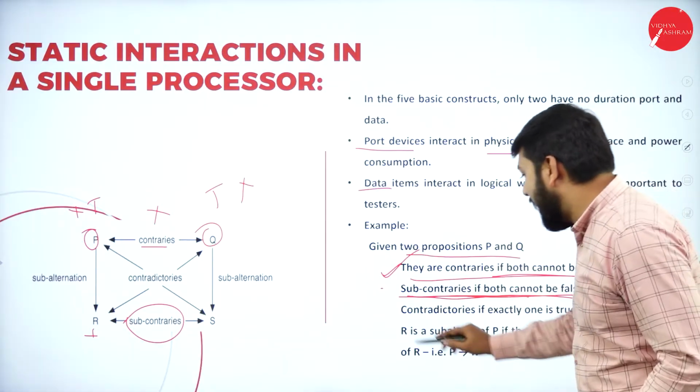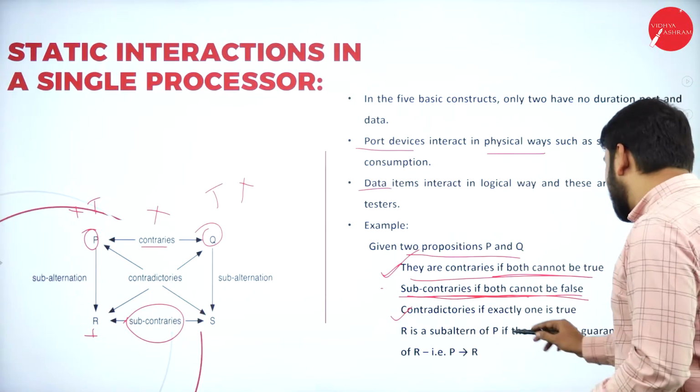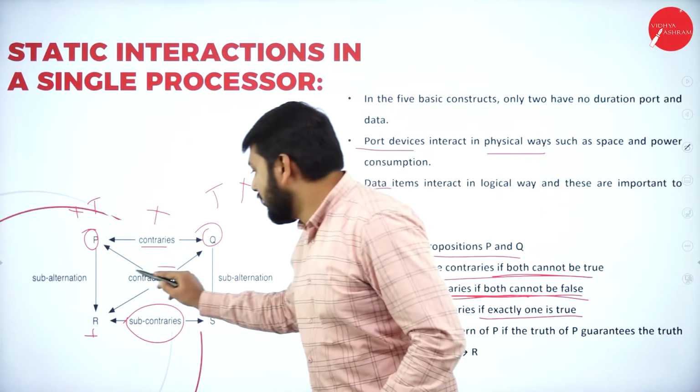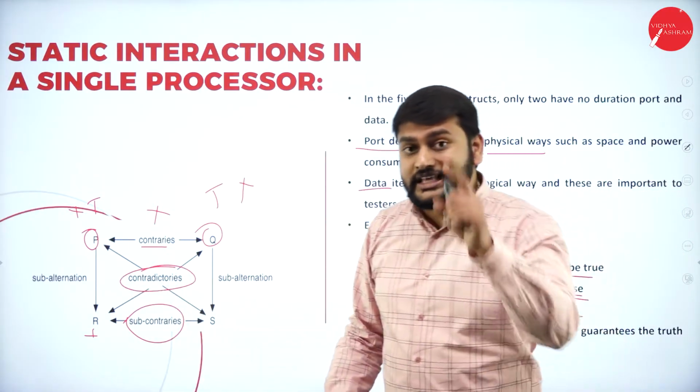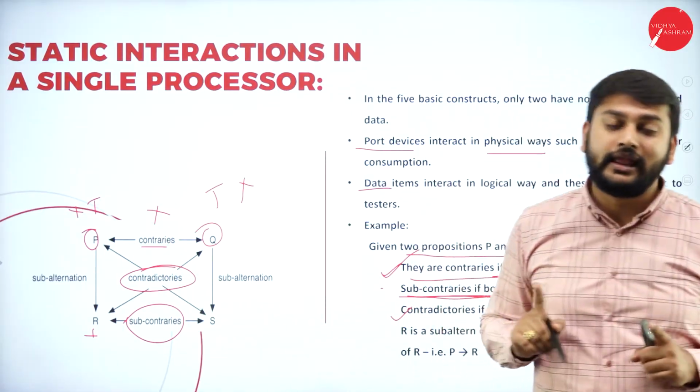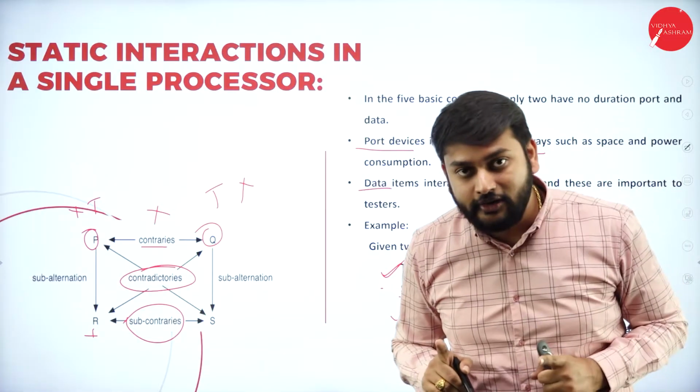So what is the next point that I have? Contradictory if exactly one is true. What exactly do I have here? Contradictory if exactly one is true. If any one is true, I will call that a contradictory. So that is the third thing that you need to understand.